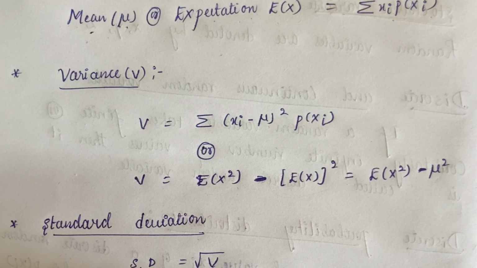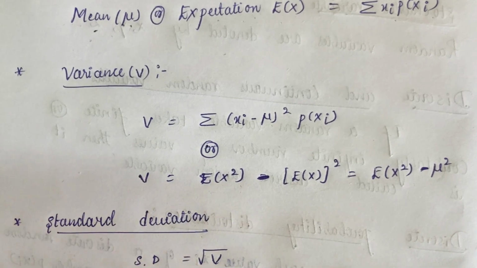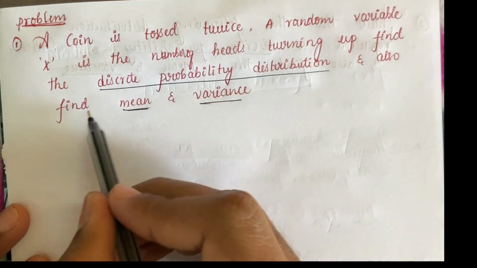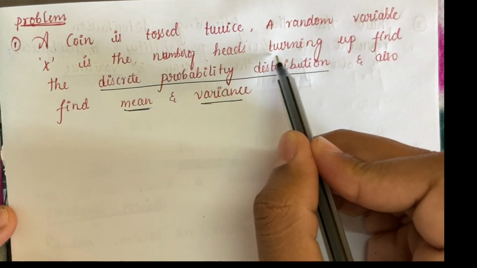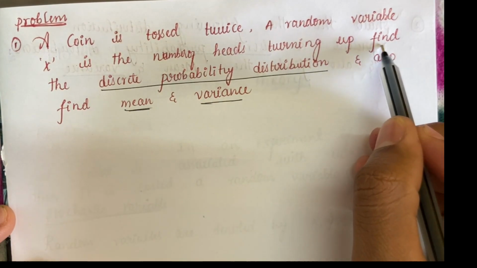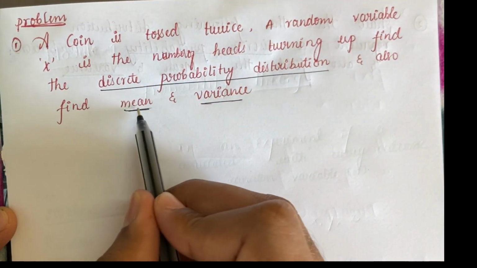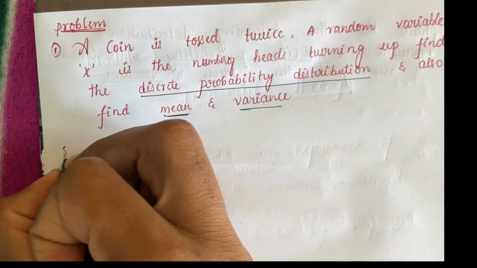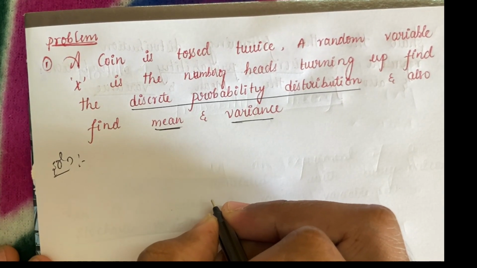So this is all about some basic definitions of probability theory. Now moving on to the problem. First problem: a coin is tossed twice. A random variable x is the number of heads turning up. They are telling us to find the discrete probability distribution, and also to find the mean and variance. For that, we'll first write what is given and what we should find.